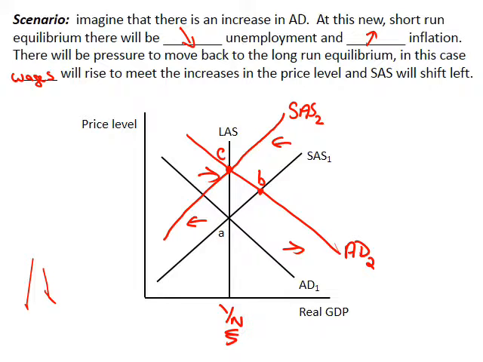So just reiterating, from A to B, we know when AD shifts, we're going to have unemployment down and inflation up. And if SAS shifts to the left, we know that we're going to have no longer the inverse relationship. We're going to have unemployment up and inflation up.